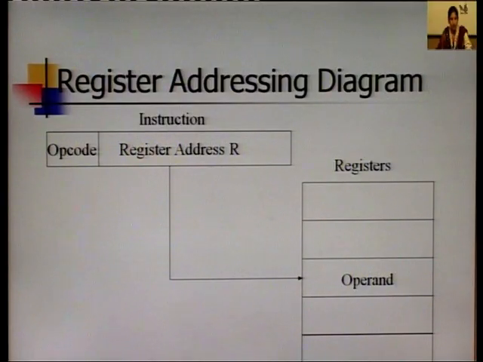In the instruction, first is the opcode, second is the register address, and in that register the operand is stored. So no memory location is required. The address part of the instruction stores the address of a register, not any memory location, and in this register the operand is stored, and the instruction can fetch that operand from the given register.